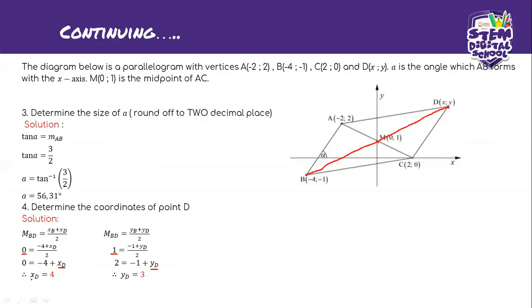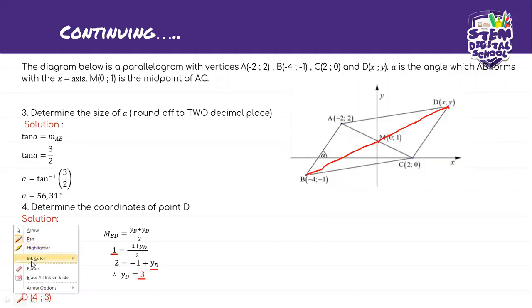It is a very important question. One should know how to go about it, right? Let me just move this. Point D, right?